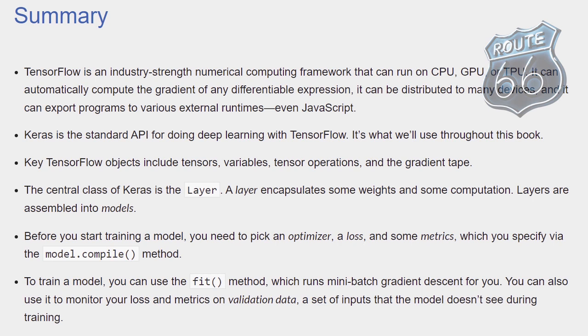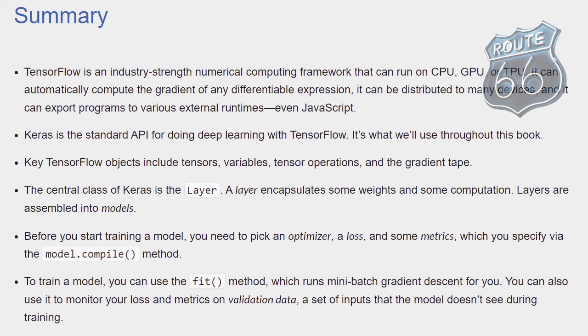Key TensorFlow objects include tensors, variables, tensor operations, and the gradient tape. The central class of Keras is the layer. A layer encapsulates some weights and some computation. Layers are assembled into models. Before you start training a model, you need to pick an optimizer, a loss, and some metrics, which you specify via the model.compile method. To train a model, you can use the fit method, which runs mini-batch gradient descent for you.